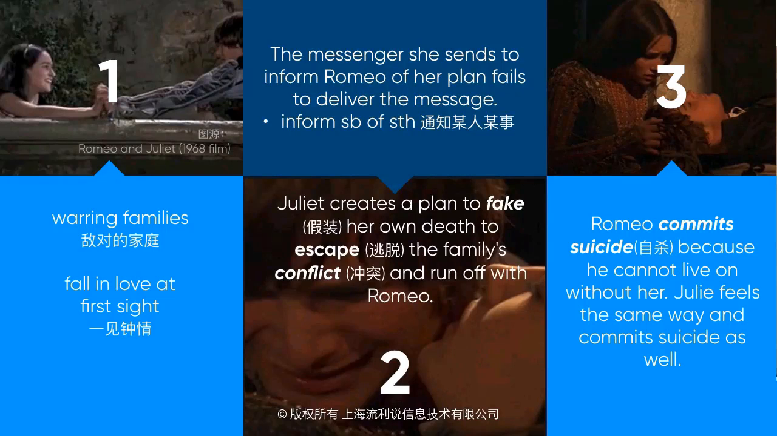Toward the end of the play, Juliet creates a plan to fake her own death to escape from the family's conflict and run off with Romeo. However, the messenger she sends to inform Romeo of her plan fails to deliver the message. When Romeo sees Juliet and believes she is dead, he commits suicide because he cannot live without her. When Juliet awakens to see what Romeo has done, she feels the same way and commits suicide as well.